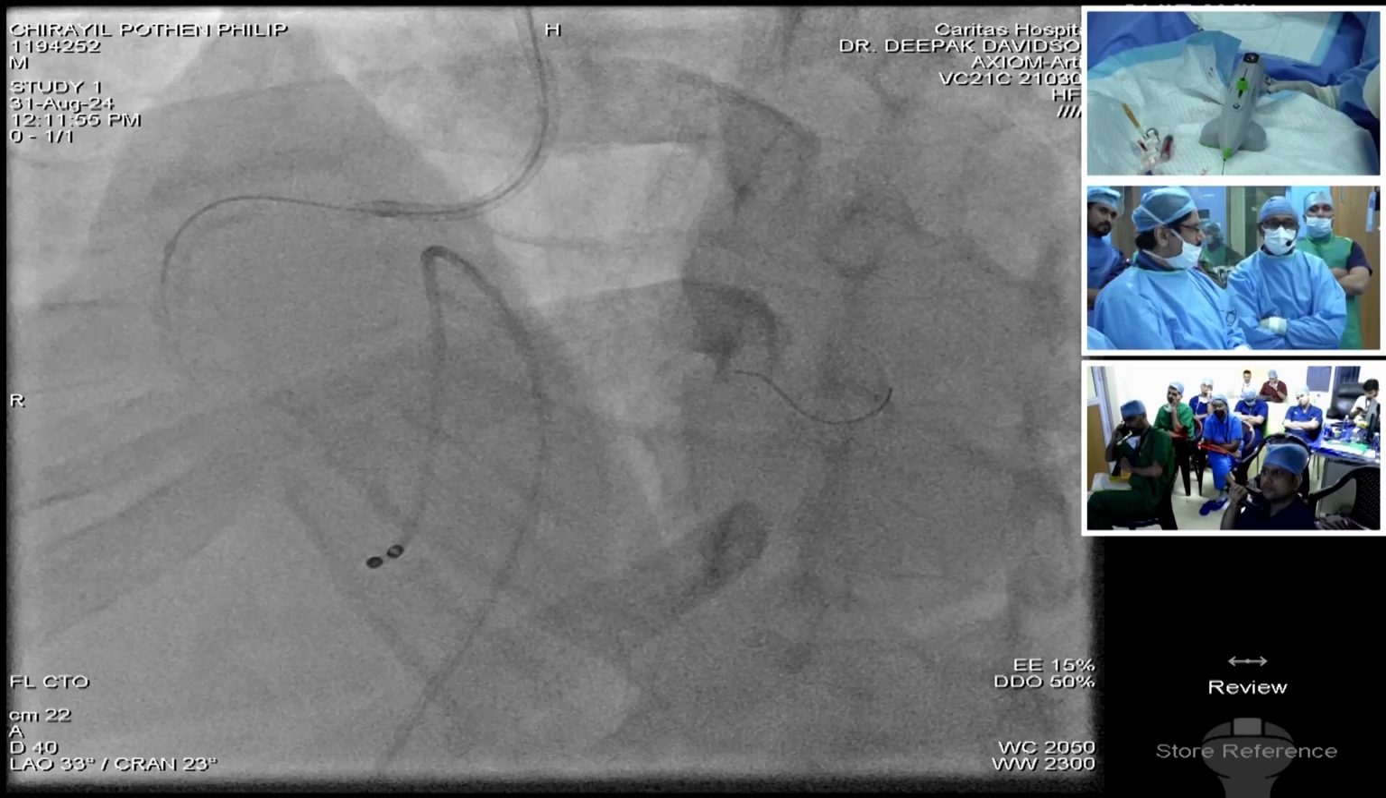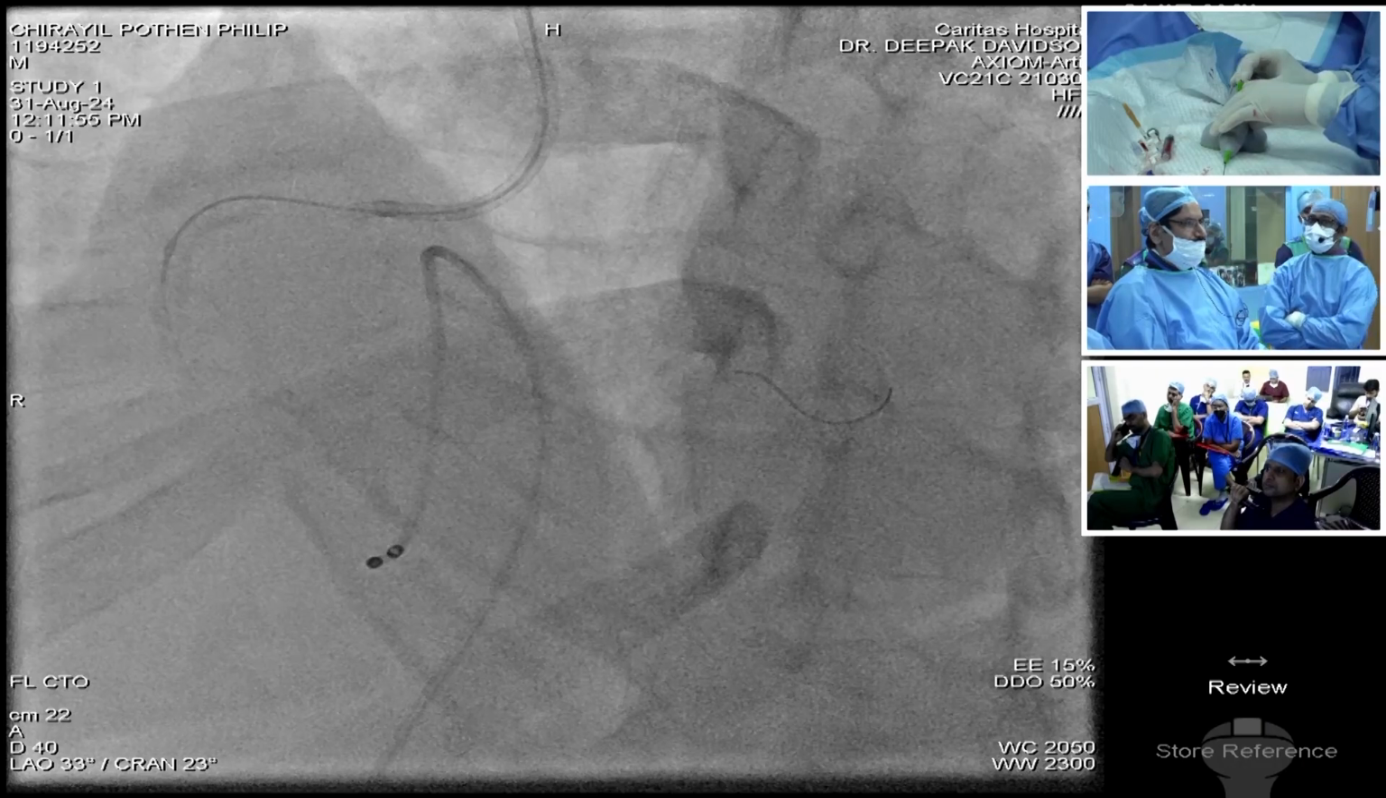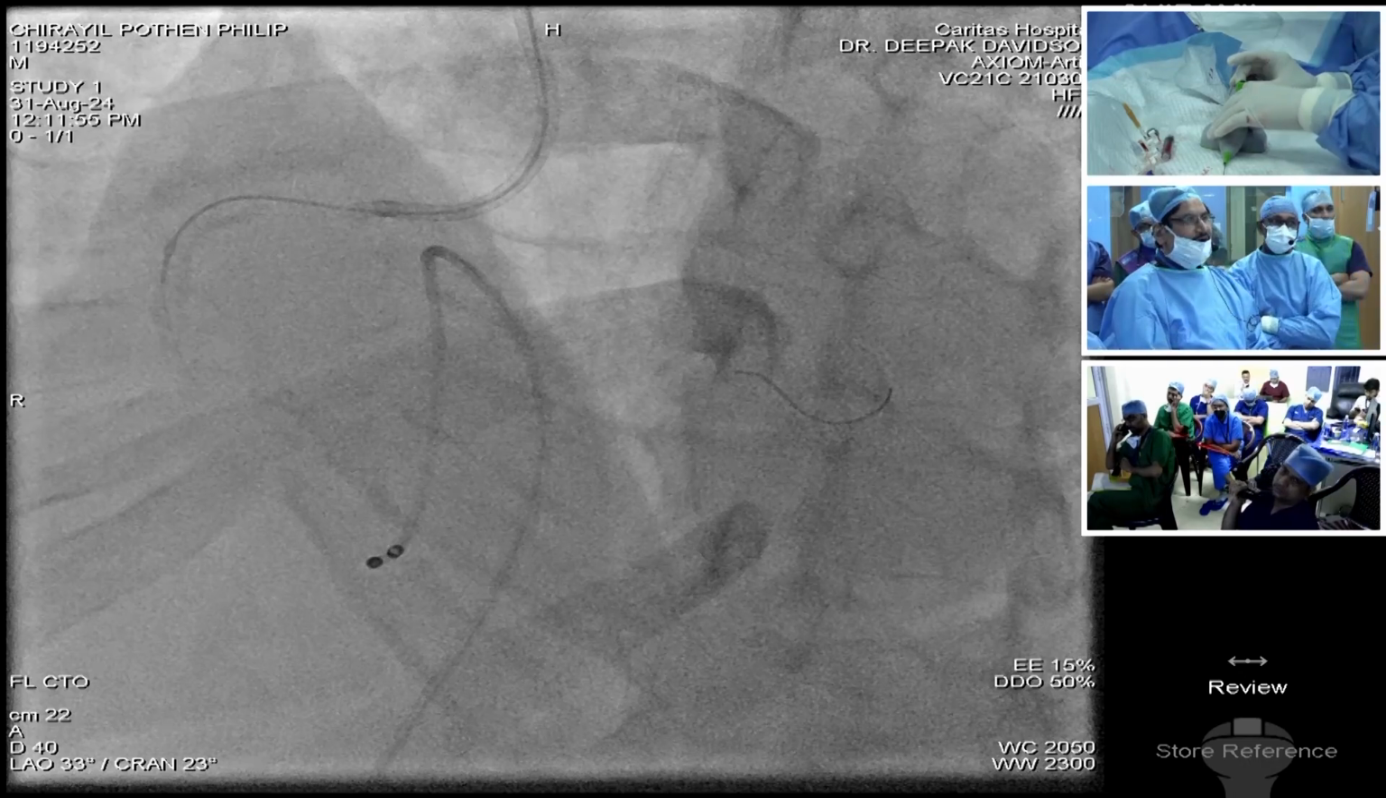Retro also we can do. True. When you again in those situations when you do retrograde orbital, it mostly hugs on to the inner curvature. Here it is.